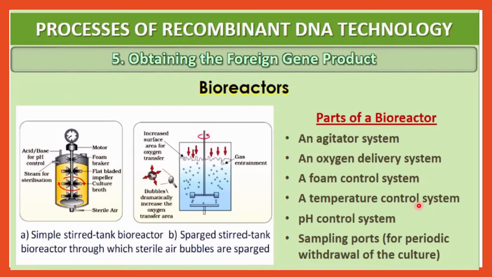As I told you, these reactions are enzymatic or biochemical reactions, and enzymes, as I already told you, are very sensitive to pH and temperature. That's why both parameters must be well maintained, or kept constant, so you get the desirable protein and desirable gene products. Here you can see the pH control system is also there, and a sampling port, which is required for periodic withdrawal of the culture.